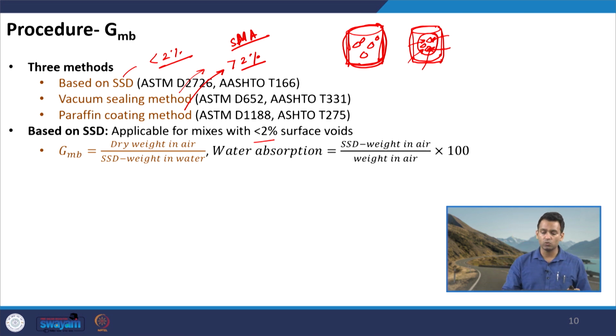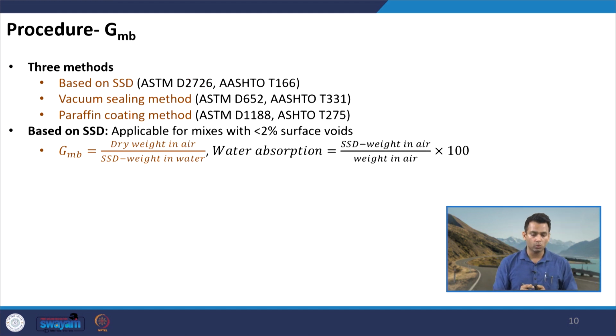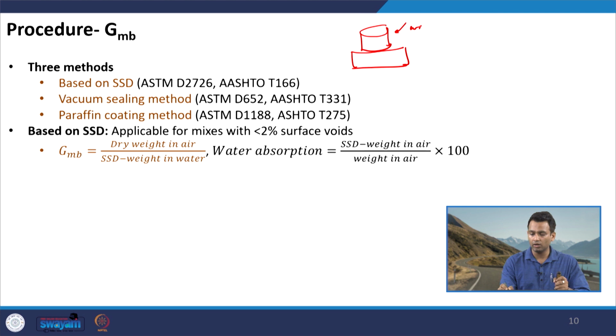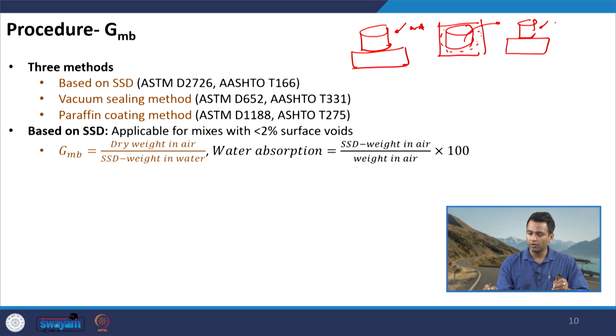Here, the process is similar to what we have done for aggregates. We will have the compacted specimen, and we will first take the dry weight in air. This is the weight in air. Then we will take the weight inside water, and then we will take out the sample, make it saturated surface dry using a dry cloth, and again take the weight of the SSD sample in air. This process we have already discussed.